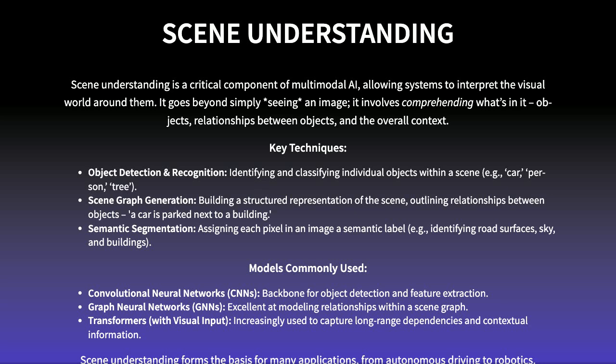We use techniques like object detection and recognition to spot things, scene graphs to map out relationships, and semantic segmentation to label everything. Convolutional neural networks are the workhorses for a lot of this, but graph neural networks and even transformers are playing an increasingly important role. Ultimately, all of this helps us build systems that can navigate complex environments and make intelligent decisions.